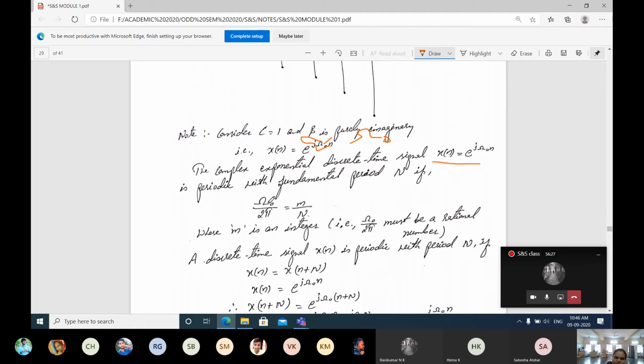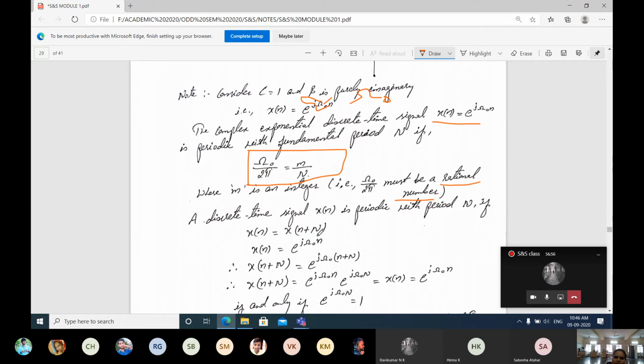Then the fundamental period is going to be, remember this equation, this is very important, omega naught divided by 2 pi is equal to m divided by n, where m is an integer. This omega naught divided by 2 pi is a rational number. Remember these words: this is a rational number, and m is an integer.